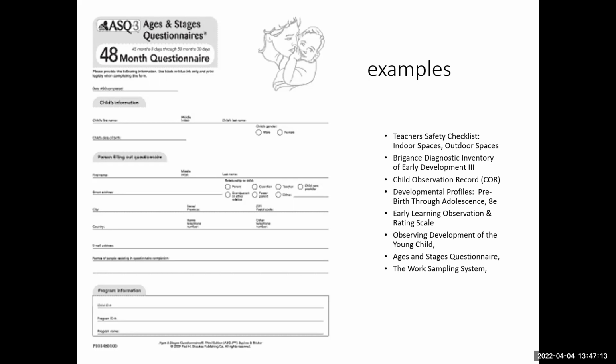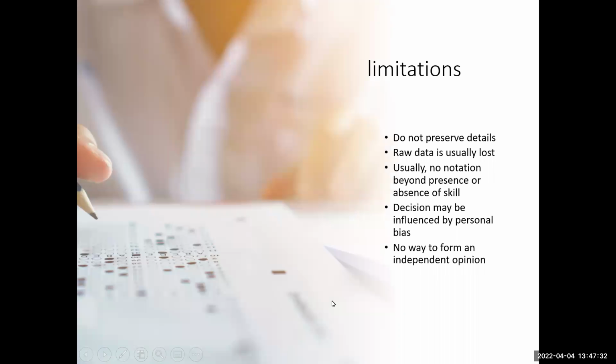So if the parents were concerned about social or emotional or talking or physical, then we could use this to get them some services, maybe in special education or with a pediatrician, something like that. I also used the Child Observation Record quite a bit, and then Work Sampling Systems as well.